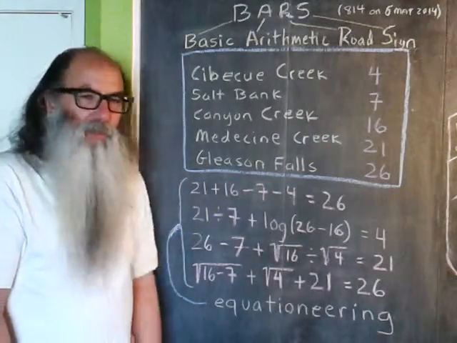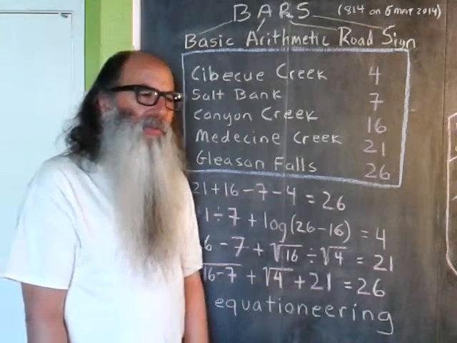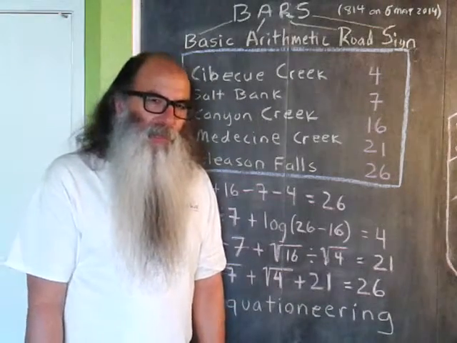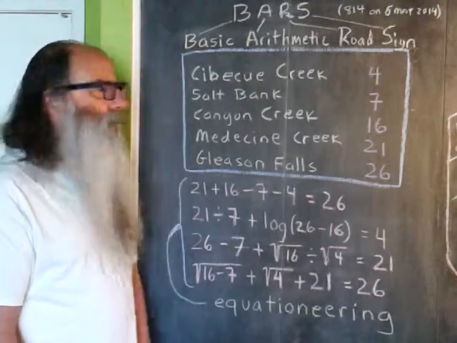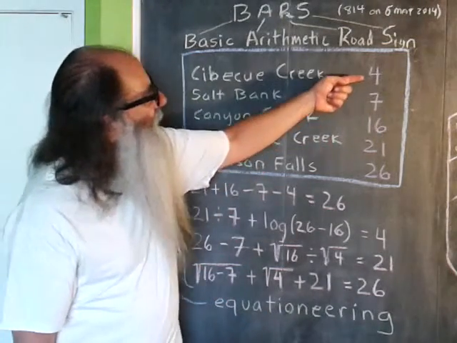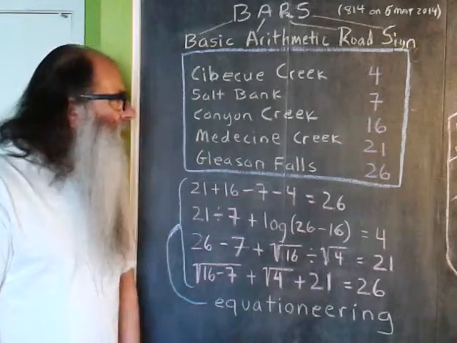This particular road sign is located off of US Highway 60 near the rest area in Salt River Canyon, and that's where I encountered this road sign. The numbers in the sign are 4, 7, 16, 21, and 26.